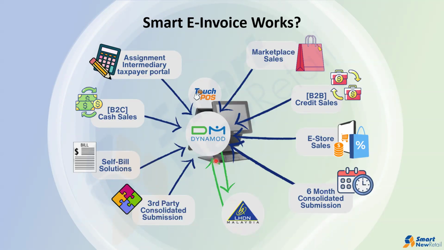We link to LHDN. For whoever starts in January next year, you have a 6 month consolidated grace period. It's mentioned here that if you start in July, you should also have a 6 month consolidated period until the end of the year. You can also submit your e-store sales and your B2B sales, and by right marketplace sales you don't need to submit, because your marketplace should have helped you handle it already.